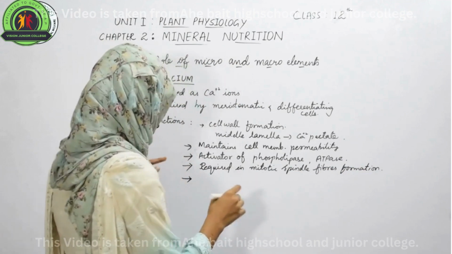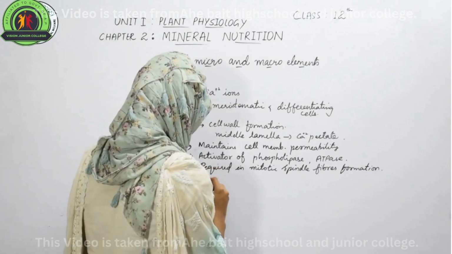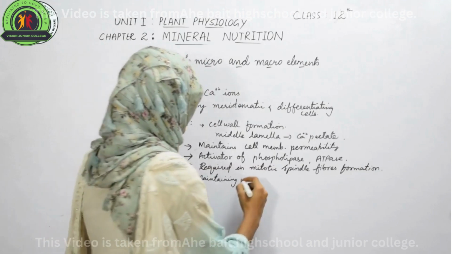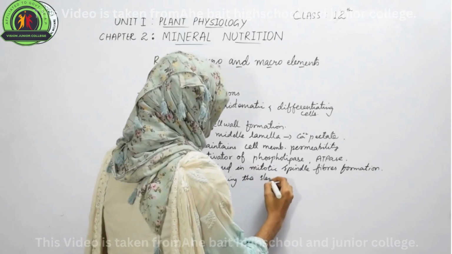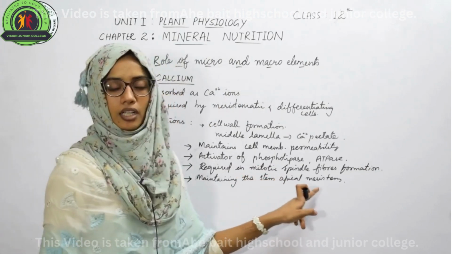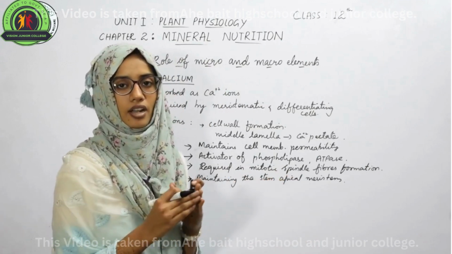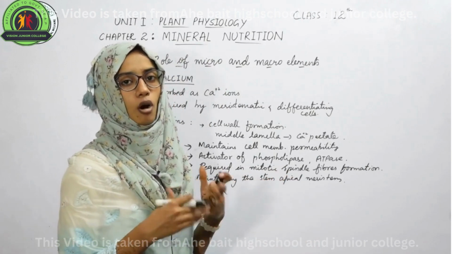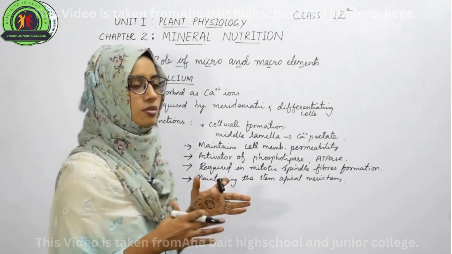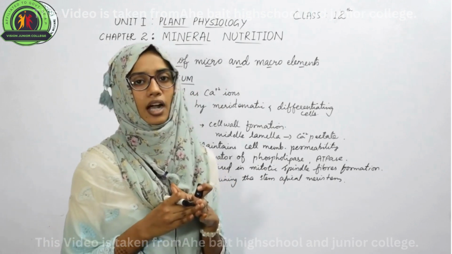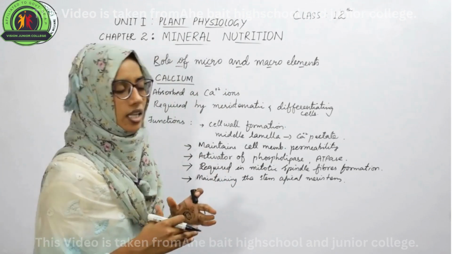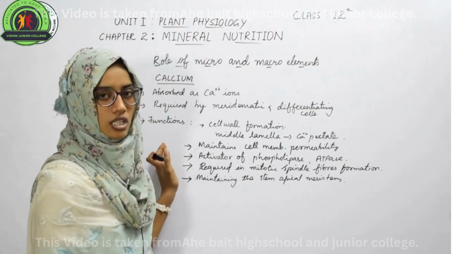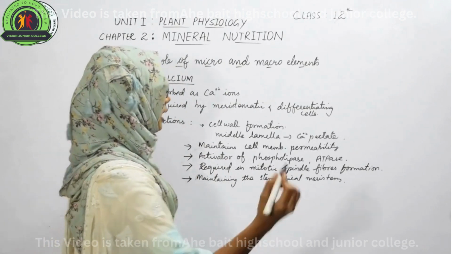And the last function of calcium ions is that it helps in maintaining the stem apical meristem. These apical meristematic tissues are responsible for the elongation of the stem. It helps in the growth of the plant in height. These are certain functions of the element calcium.